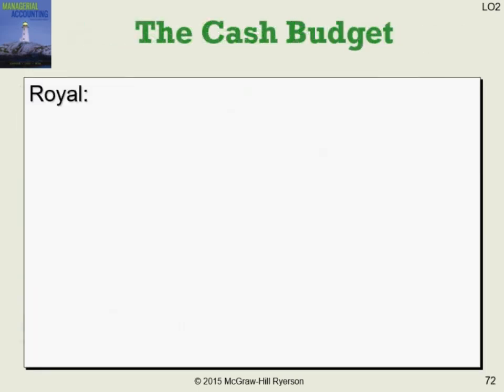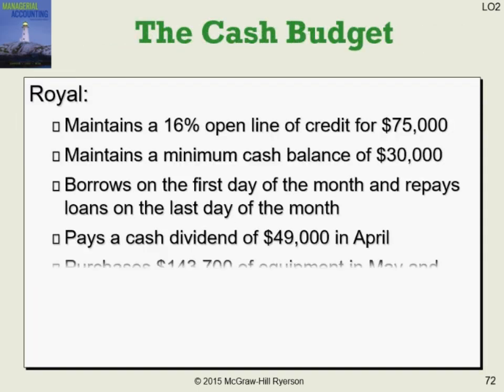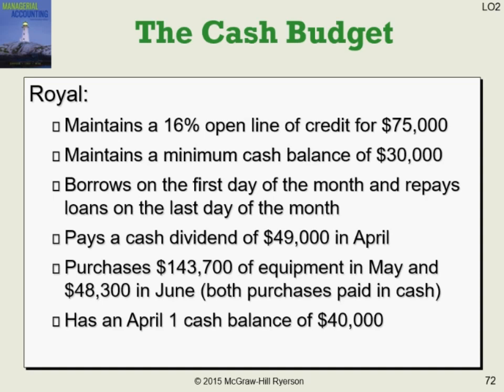So the cash budget, key things to build in as assumptions. There's a 16% interest on the open line of credit, so they can borrow up to $75,000 and they have to pay 16% interest on that money. They want to maintain a minimum cash balance of $30,000 so that they have cash to pay their bills as they become due. They always borrow on the first day of the month, which requires them to have a good idea of what the cash budget actually is. And then they repay the loans on the last day of the month.